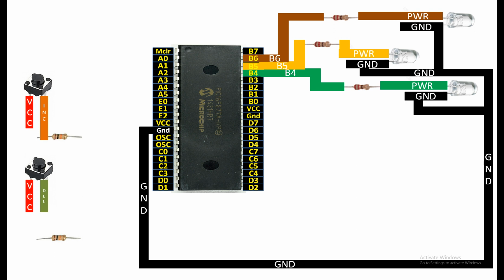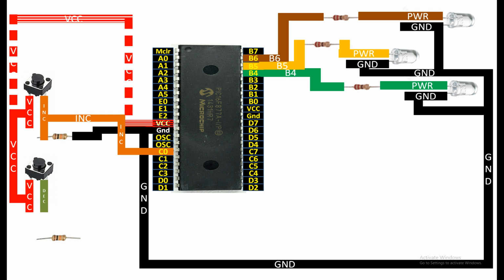You can use any available digital input output pin for the output. I am going to use pin number C0, that is pin number 15 of the PIC16F877A. Now from the other end of this 10 kilo ohm resistor, you will send it to the common ground like this. Now guys, for the VCC pins, you just common them for both the buttons, and then you send it to the common VCC pin of the PIC like this.